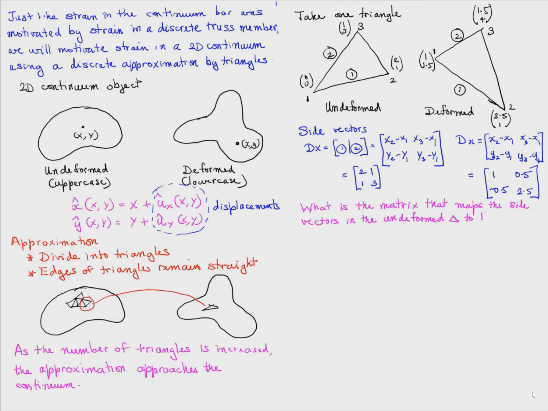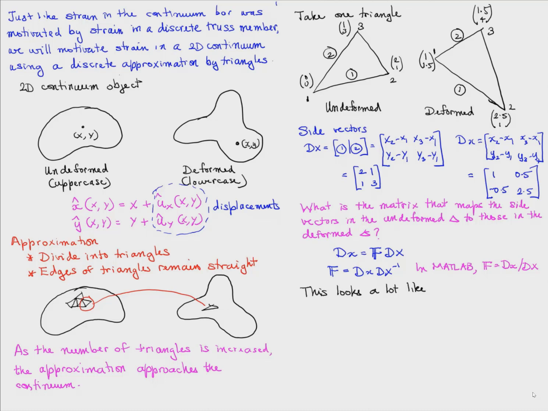Let's call this matrix uppercase F. So d lowercase x equals this matrix F times d uppercase x, from which we can get F equals d lowercase x, d uppercase x inverse, which in MATLAB we can write as F equals dx right divided by dx.